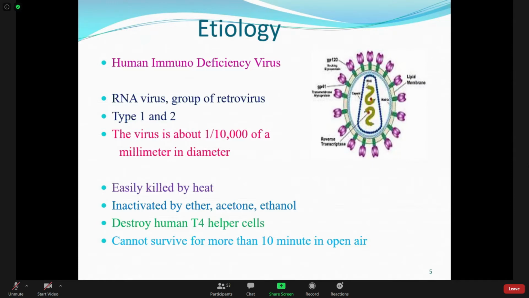In the advanced stage, there is a very low number of CD4 cells, even less than 200, even 100, even less than 50. Normally it is 500 to 1500. In the advanced stage there is suppression of the CD4 cell and leukopenia, and the virus can survive for more than 10 minutes in open air.